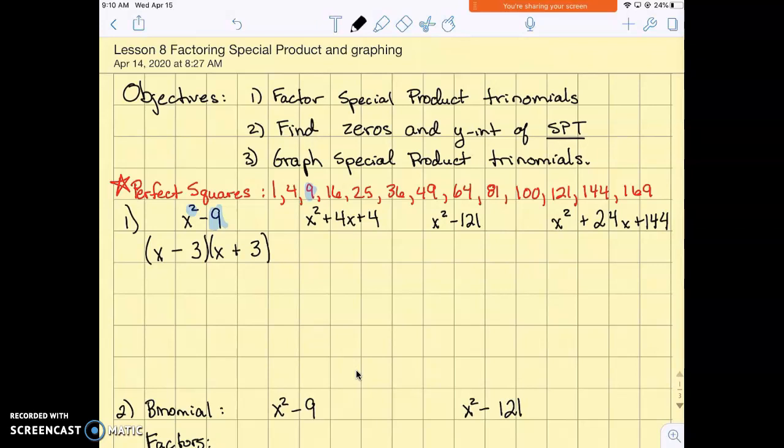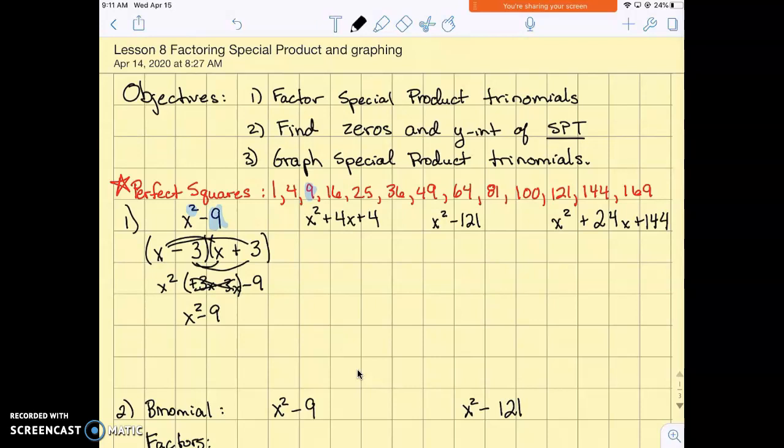Okay, cool. Now what we want to do is try multiplying it back together. Does it produce x squared minus 9? X times x, x squared. X times 3, 3x. Negative 3 times x. Negative 3 times 3, negative 9. These in the middle cancel out. There you go. So yes, this does work. So if we square root the first number and we square root the number on the end, that's how we're going to factor our special product trinomials.